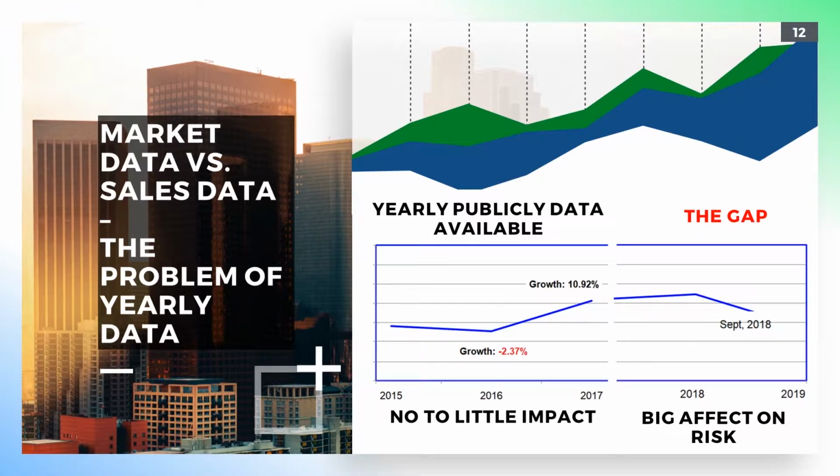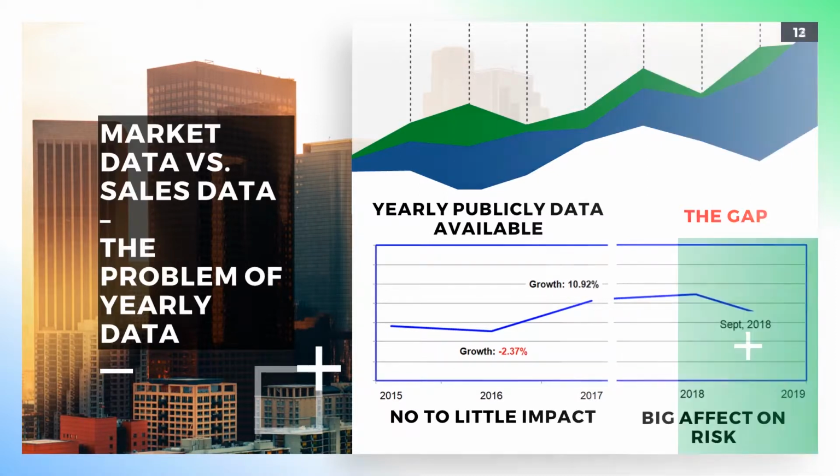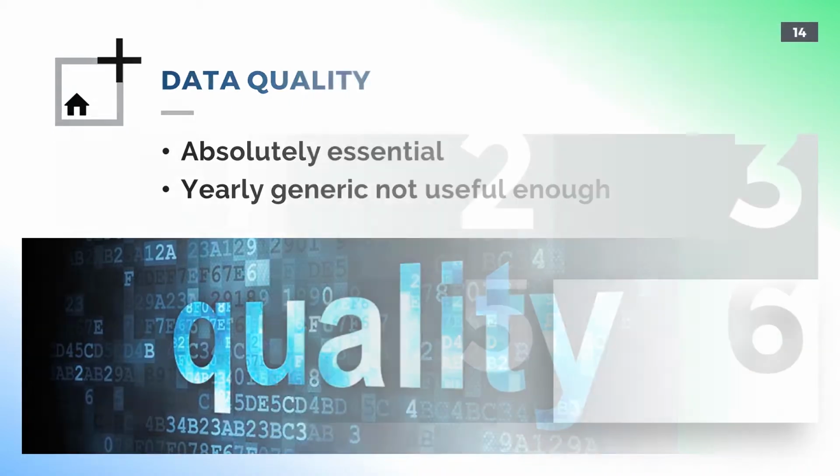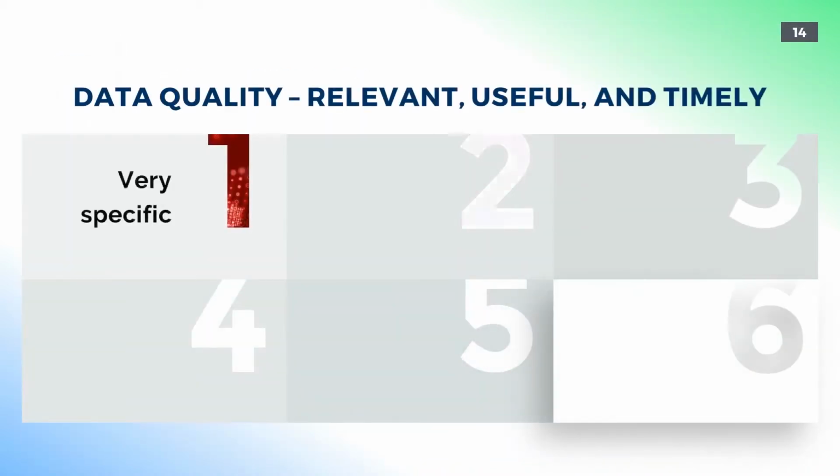And so this is where we're going to start talking about the next section, which is data quality. Next, we're going to talk about data quality. Data quality is absolutely essential for a real estate investor, because the yearly generic demographic and economic data that's available to agents now is just not useful enough. You need to get that data, and it needs to be scrubbed.